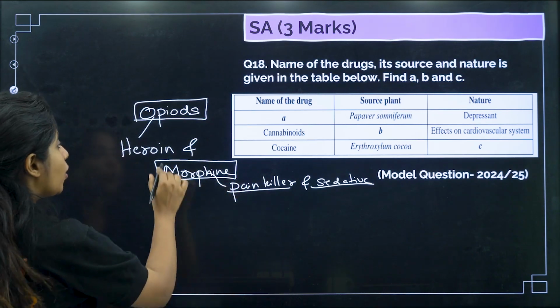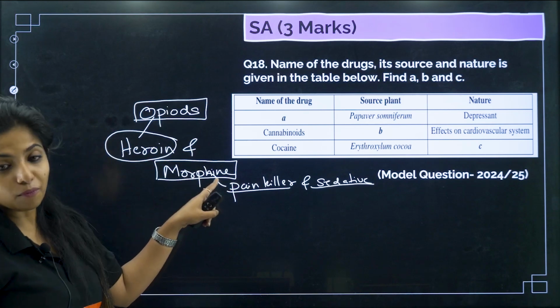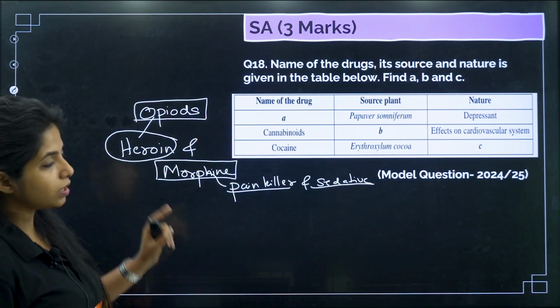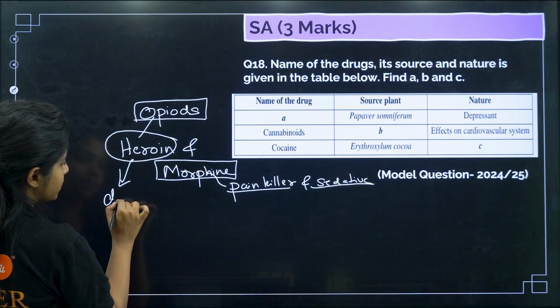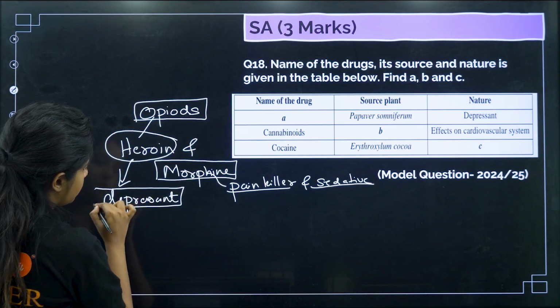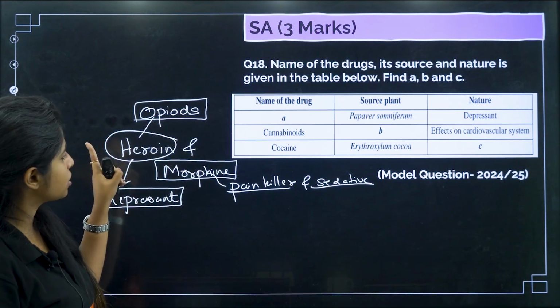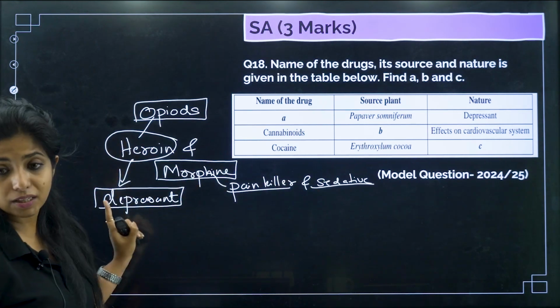Okay, then heroin is a drug. It is the diacetyl form of morphine. But it is produced from the same plant, that is Papaver somniferum. A little bit more changes are done for heroin, and heroin is the one that acts as a depressant, my dear children. So please remember, opioids are the ones, examples heroin and morphine, and over here morphine acts as a painkiller and sedative and heroin acts as a depressant.